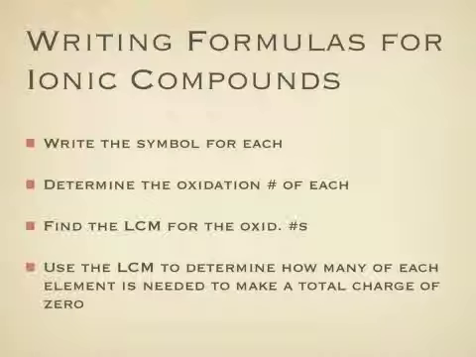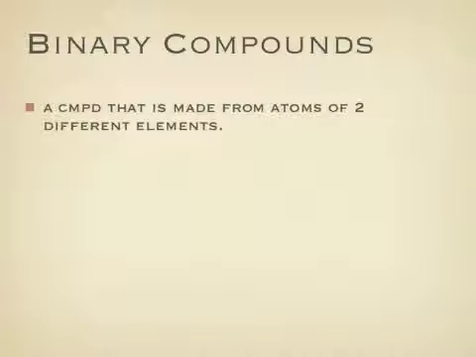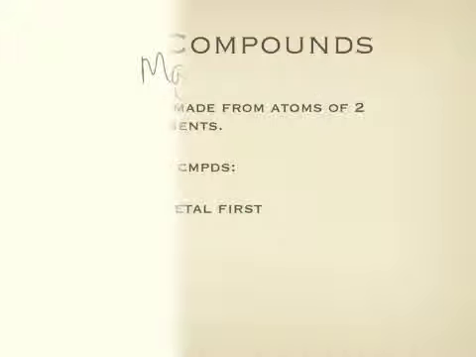The ionic compound that you just formed is called a binary compound. You know that bi means 2, so binary would be a compound that is made from atoms of 2 different elements. Binary compounds are named by the following rules. The first step to naming a binary compound is to name the metal.